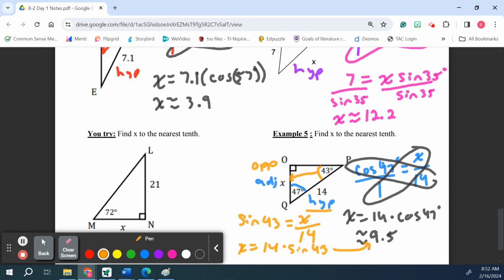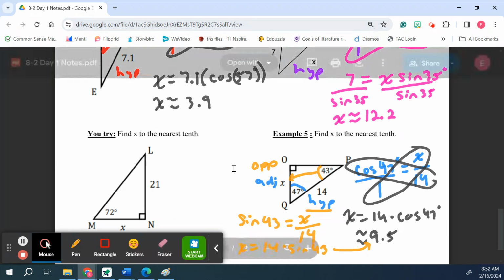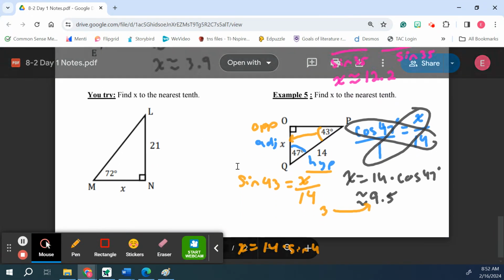So again, take a highlighter and highlight an angle, decide what you're going to do from there, and don't switch after, okay? Because it doesn't matter which angle you choose, you will get the same answer if you do this correctly, okay? Try it on your own. You have an opposite and an adjacent.